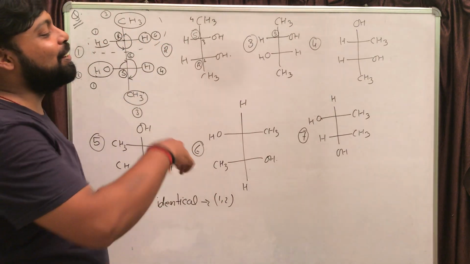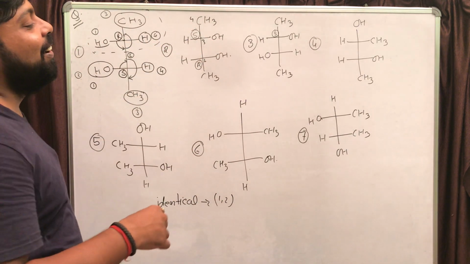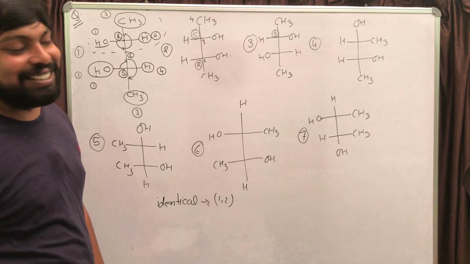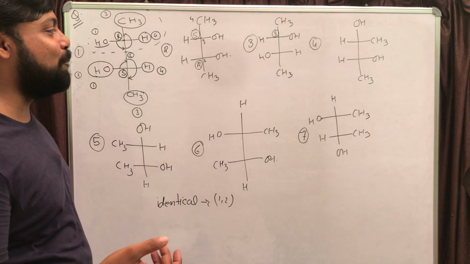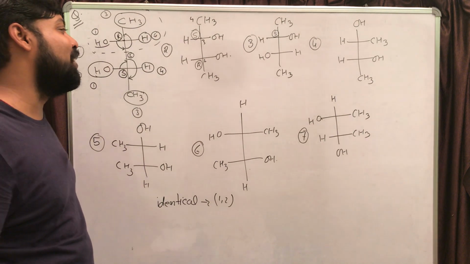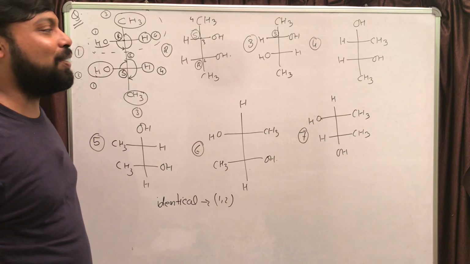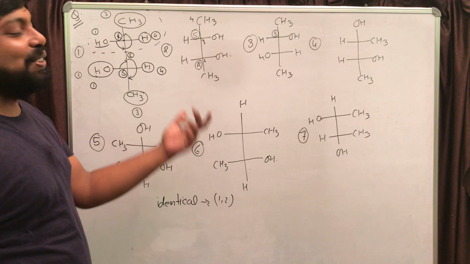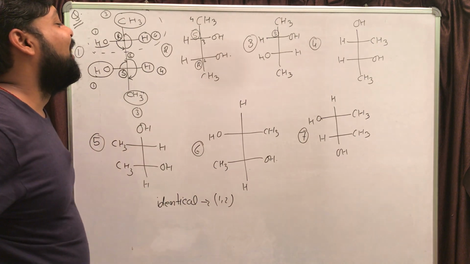Otherwise, you just decide the priority, look at the position of the lowest priority atom or group of atoms, and you start moving 1 to 2, 2 to 3. Use the rule. You can find the configuration from there also. Otherwise, use your mind, right?